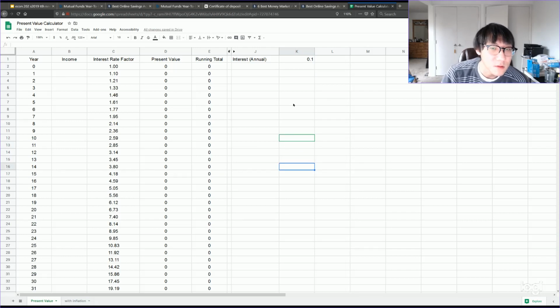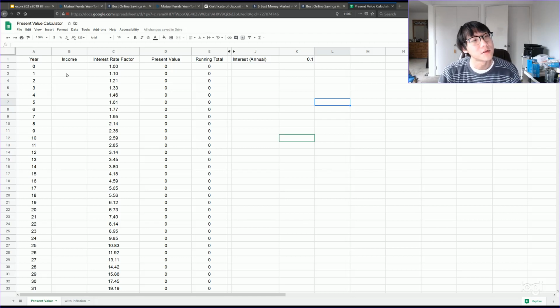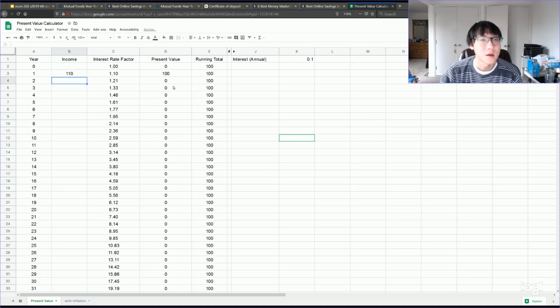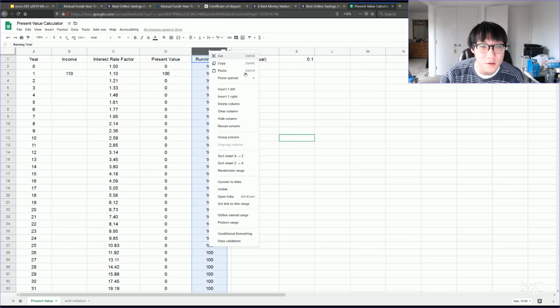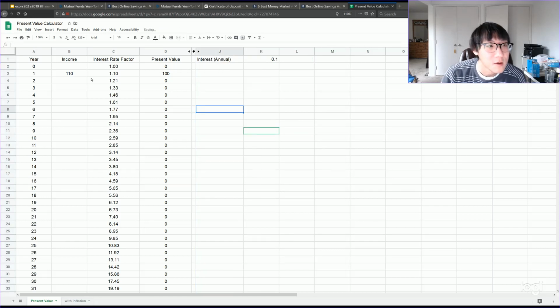Okay, so let's recap the examples that we saw earlier. Suppose you're going to get paid $110 1 year in the future. How would I find the present value of that? I would go over here to the 1 year and type in an income of 110. Ignore this running total for a second; we're going to use that later. Let me hide that for now. The present value of $110 being paid to you 1 year in the future, as you can see, is $100. Now suppose I was going to be paid $121 2 years from now. You can see once again that the present value is $100.